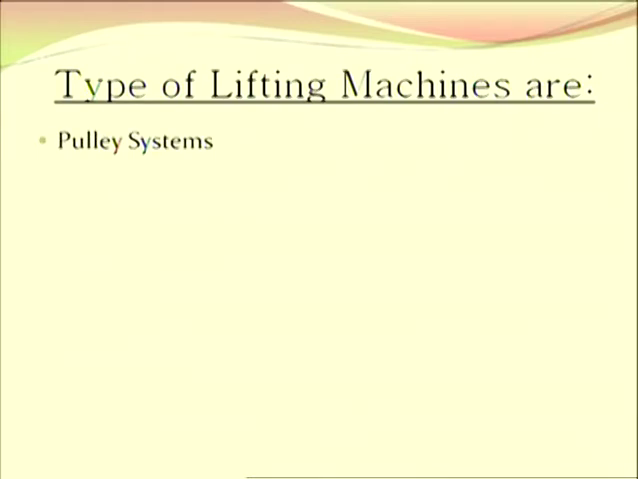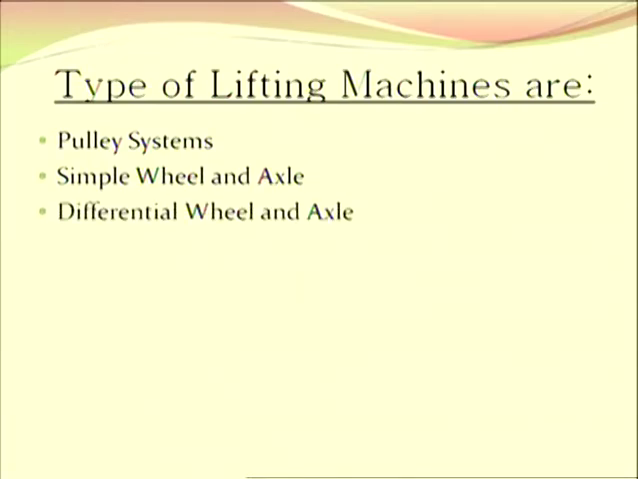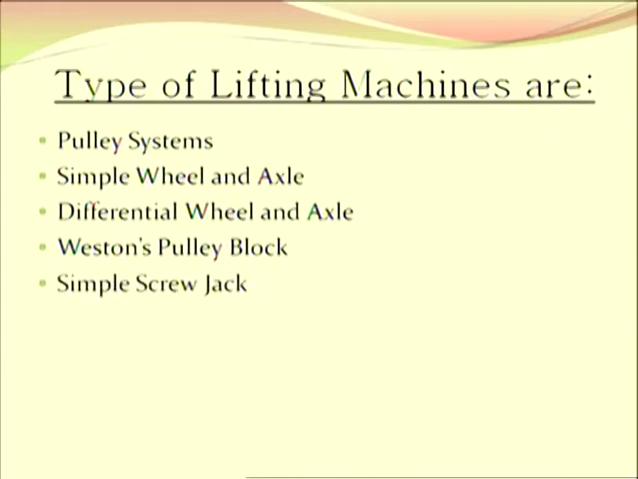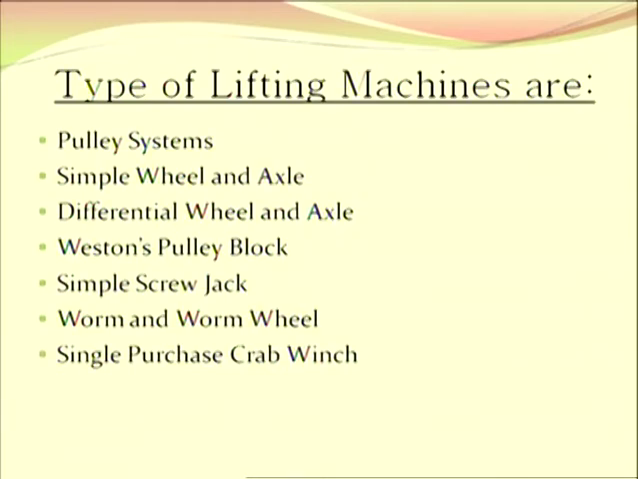Now types of lifting machine. So there are various types of lifting machine which are mentioned here. First is a pulley system. Second is a simple wheel and axle. Differential wheel and axle. Weston's pulley block. Simple screw jack. Worm and worm wheel. Single purchase crab winch and double purchase crab winch.